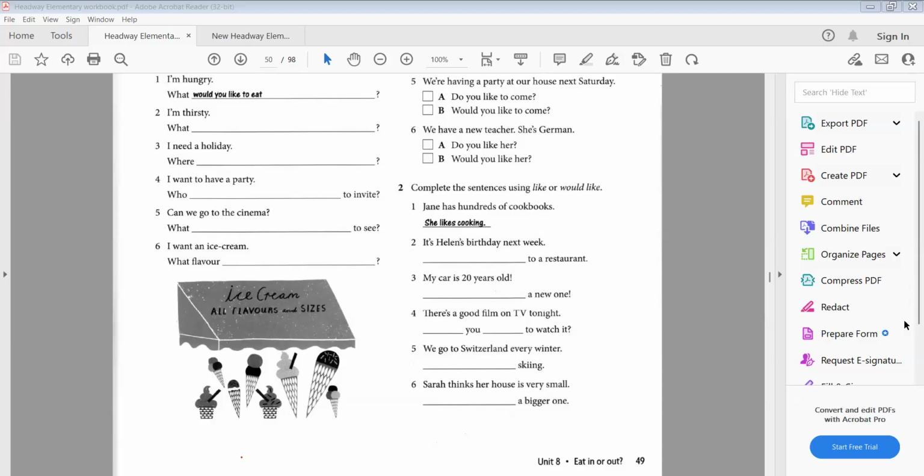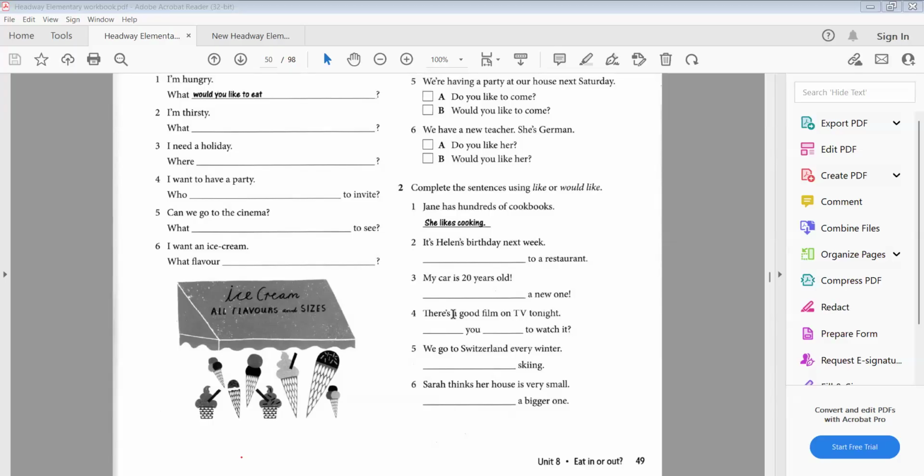Yes, 100%. Okay, let's move to number 3. My car is 20 years old. I'd like a new one, because I'm expressing a wish. Okay, so you can continue with number 4, 5, and 6. There's a good film on TV tonight. Would you like to watch it? Okay. Number 5. We go to Switzerland every winter. We like skiing. Exactly. Why? We use this because we are talking about something we usually like to do. Exactly.